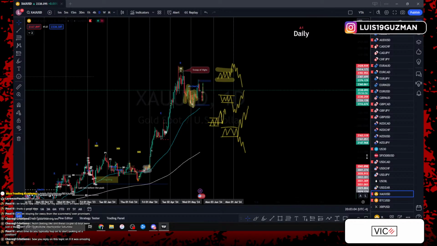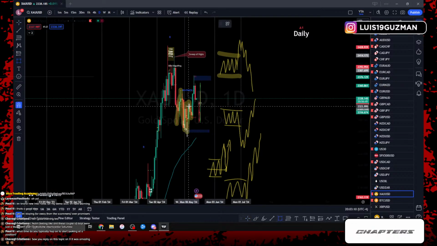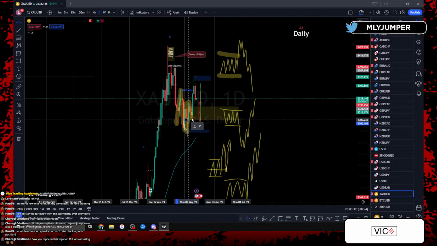Right, we have this engulfing green candle here. Red, red, green.